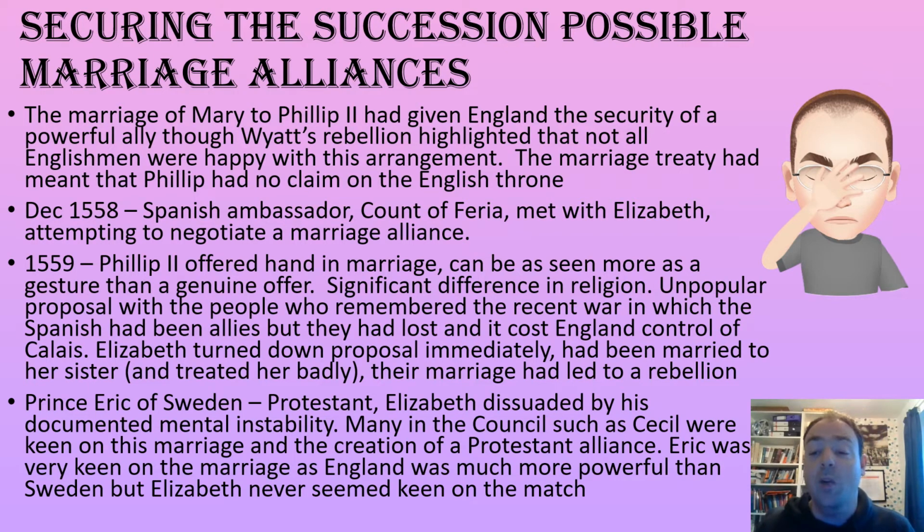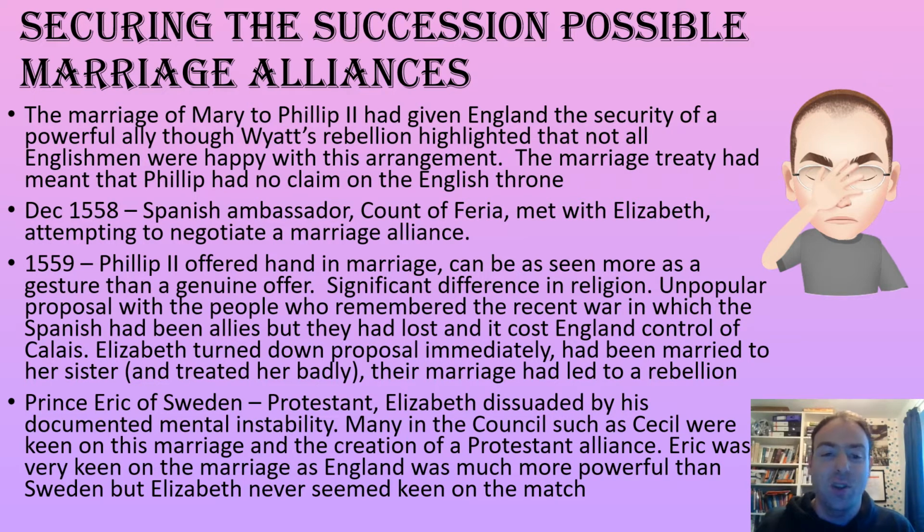Mary had a watertight marriage treaty that meant that Philip had no claim on the English throne, and didn't really have any direct power in England when Mary was alive either. And we see right from the beginning in 1558 the Spanish ambassador meeting with Elizabeth, trying to negotiate a marriage alliance. Philip offered his hand in marriage.